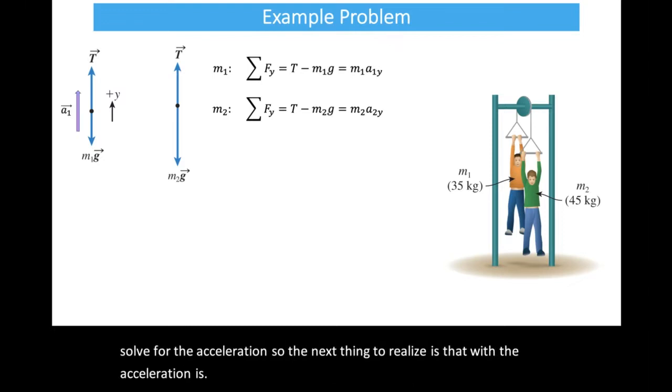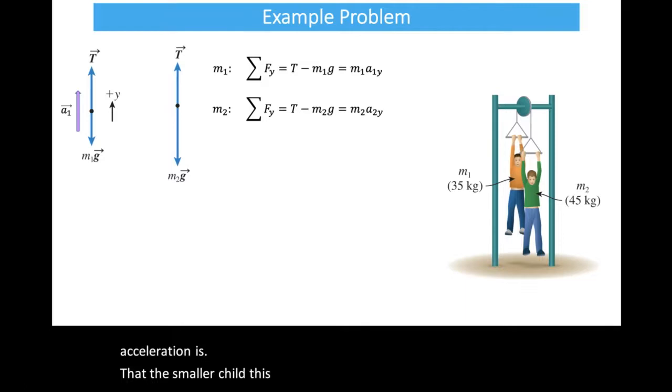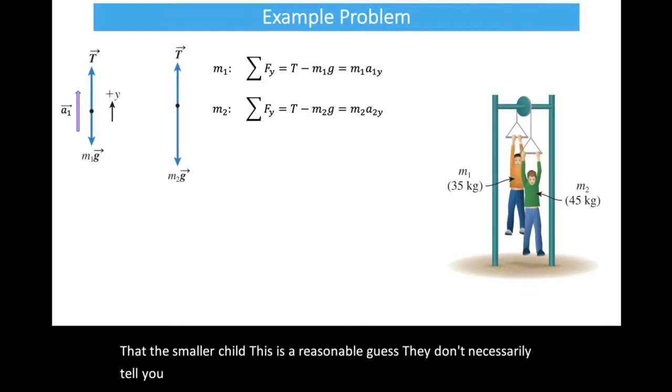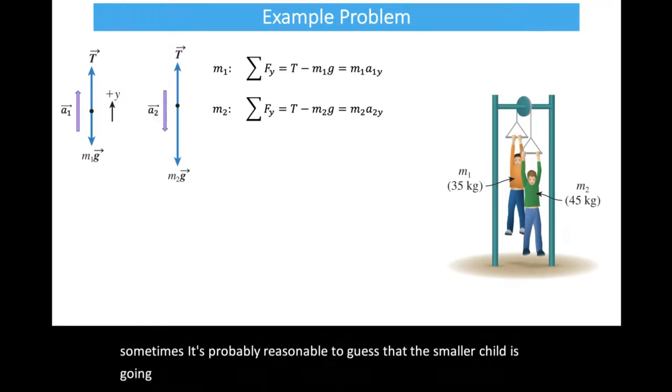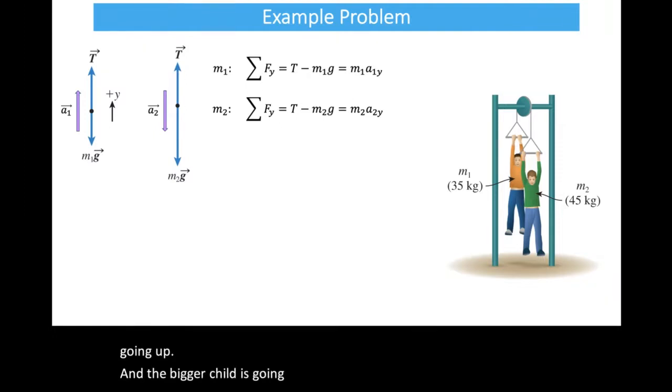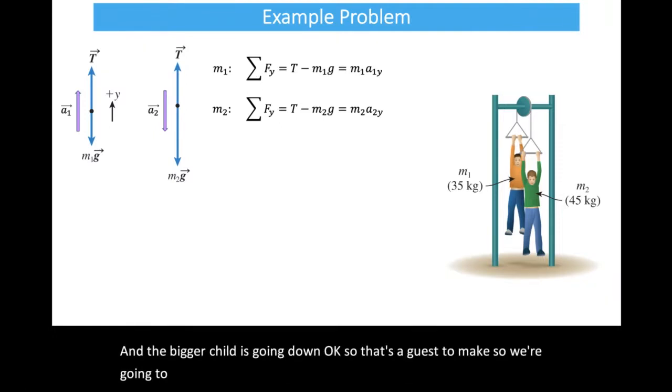that the smaller child, this is a reasonable guess. They don't necessarily tell you this, so you may have to make a guess here, and this happens sometimes. It's probably reasonable to guess that the smaller child is going up and the bigger child is going down. Okay, so that's a guess to make. So we're going to make that guess.